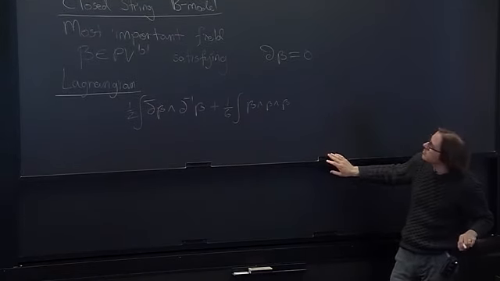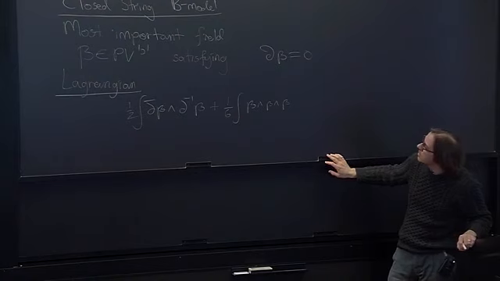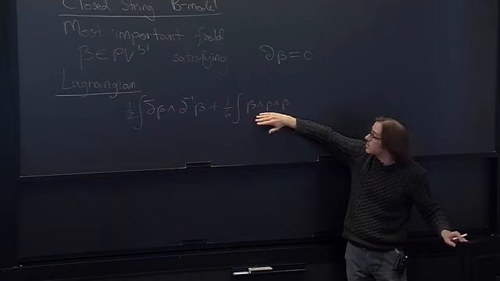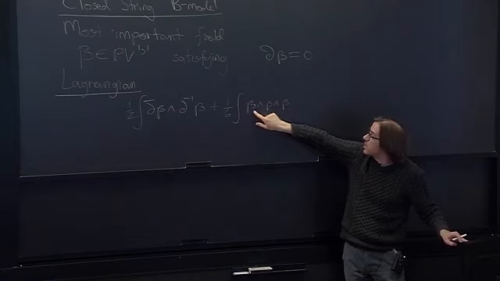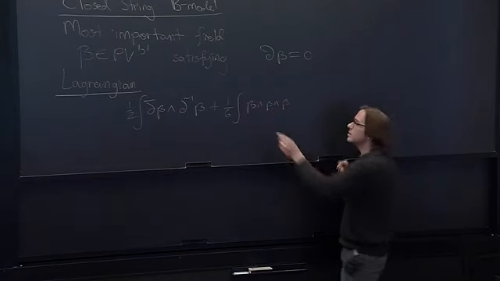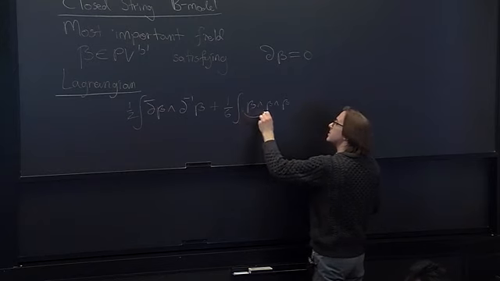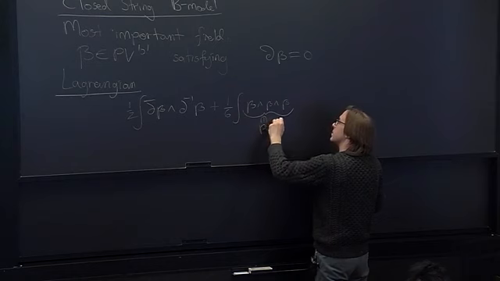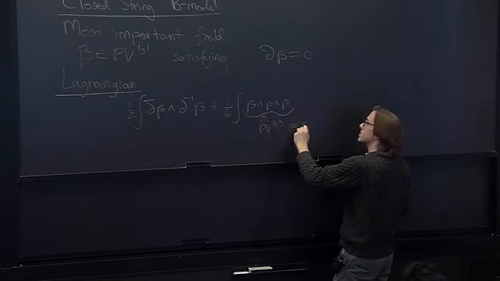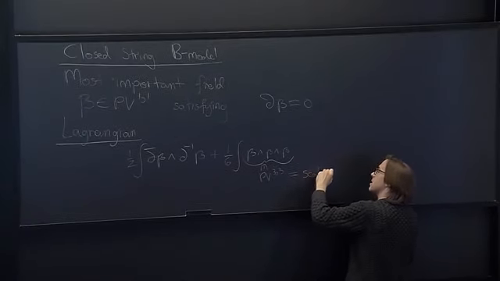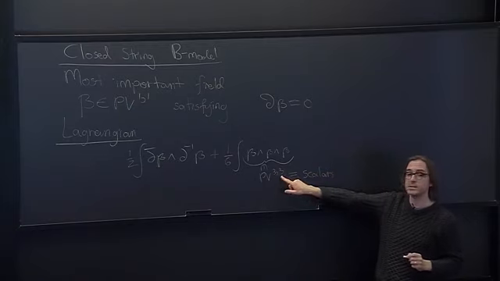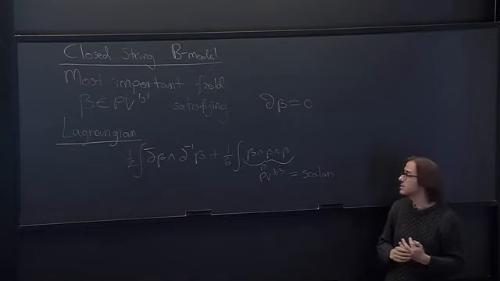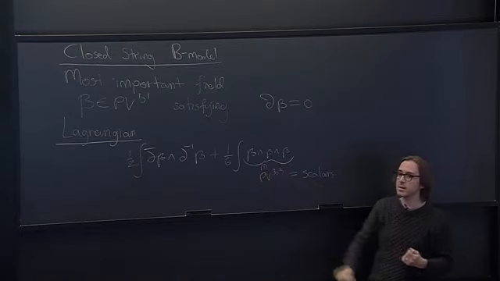Okay. So let's look at these two terms. This term is totally fine. Beta is in PV^{1,1}. So if I wedge it with itself 3 times, this is in PV^{3,3}, which is the same as scalars, because we're antisymmetric in each set of indices. We have 3 I indices and 3 I bar indices. So this is something I can integrate.